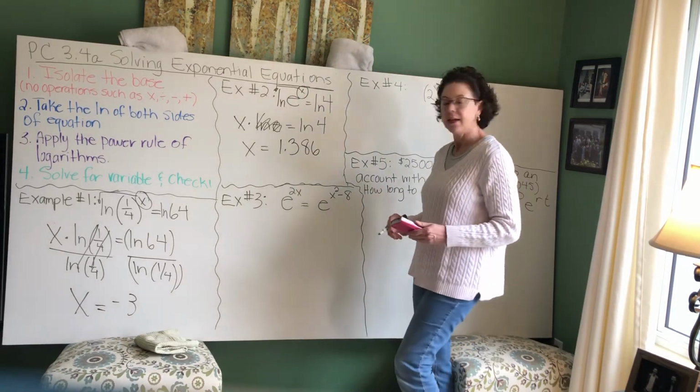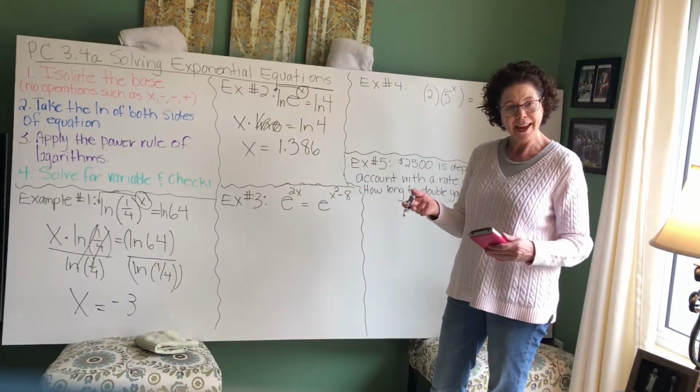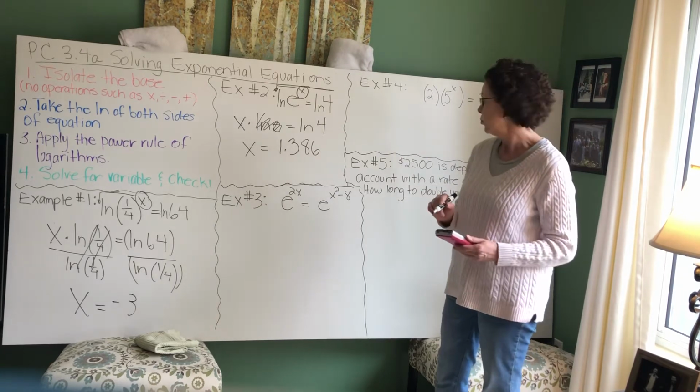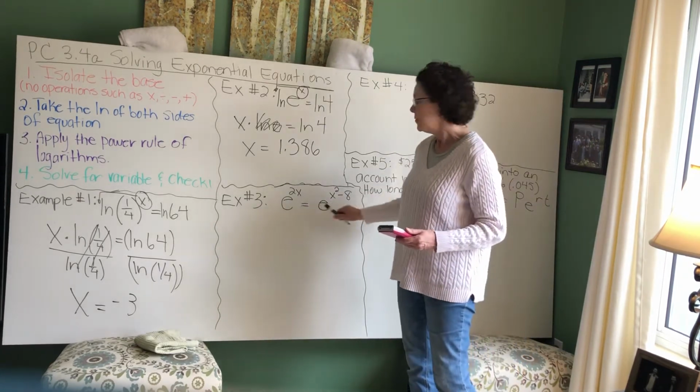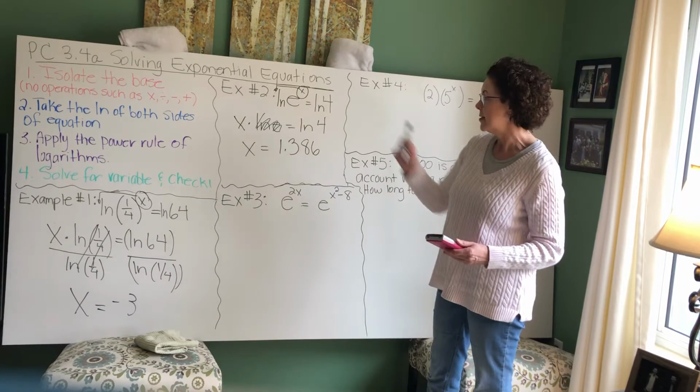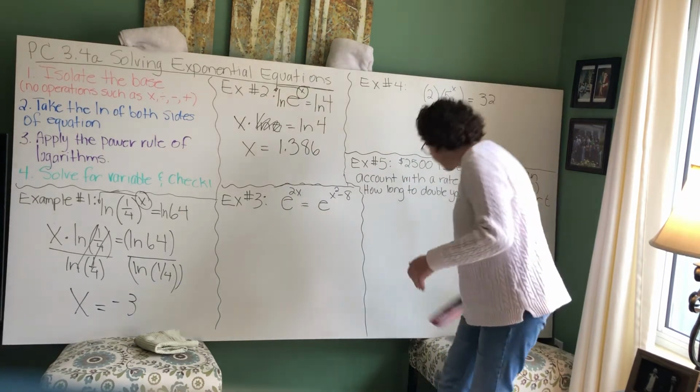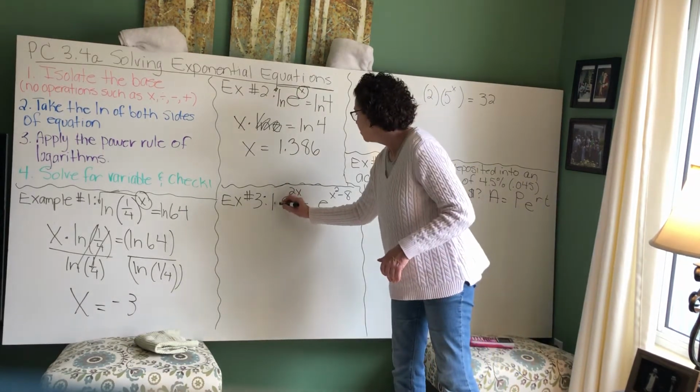Next, example 3. Looks a little bit more complicated. We're still going to follow our rules. We have a base of e on both sides. They are isolated. We are going to take the natural log of both sides.